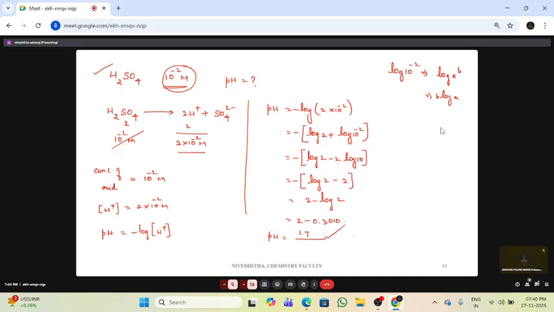Okay. So we have done three patterns of the problem. One is they'll give you the H plus ion concentration, from which we calculate pH. The second pattern is they'll give you the pH and we calculate the H plus ion concentration. And finally, they'll give you the concentration of acid or base; from that concentration we calculate the H plus ion concentration, from which we calculate pH. Right.